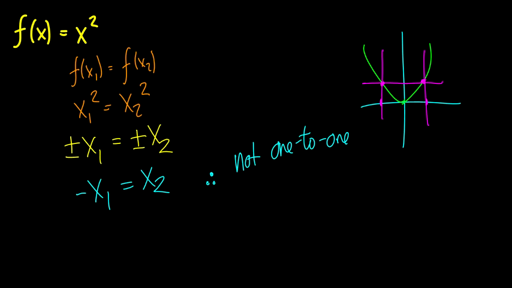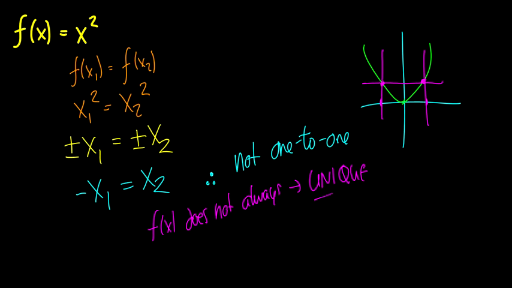A function that's not one-to-one. And all that means is that two different values in the domain will give us the same answer somewhere in the codomain. It just means that f of x does not always produce a unique number as an output. So one-to-one just looks for unique numbers. That's all it really does. It says, okay, if we have an x, then it's going to produce some unique number once it comes out of the function.